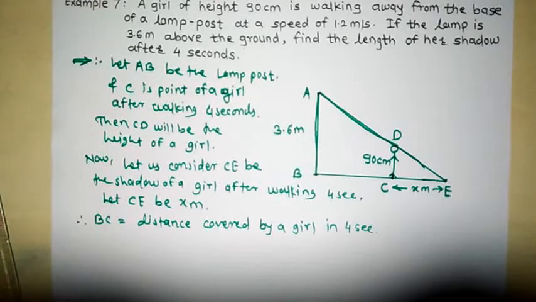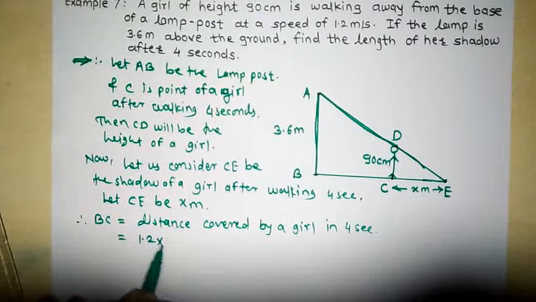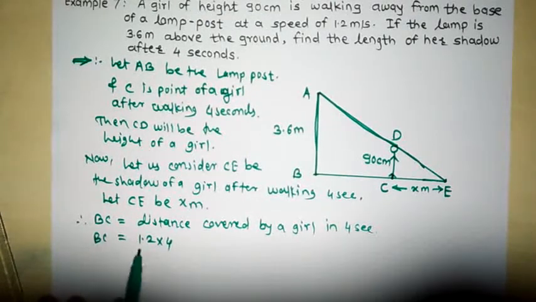Don't think that this much we have to write. This is the theoretical part only. Whatever is given in the question, that only I have written in the solution. This much is given, and we have assumed whatever we have denoted: AB is the lamp post and CD is the girl's height. Like this only we have to write. See here, BC is equal to the distance covered by the girl in 4 seconds. In 1 second she covers 1.2 meter, so in 4 seconds she will cover 1.2 into 4. Why 1.2? Because in 1 second she covers 1.2 meter.